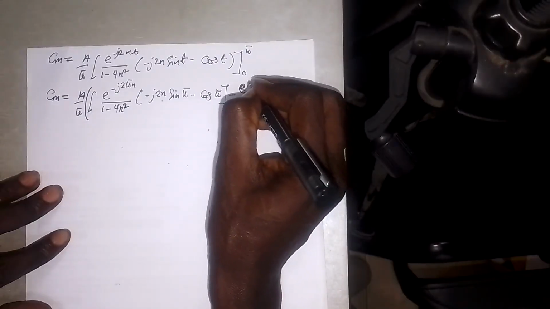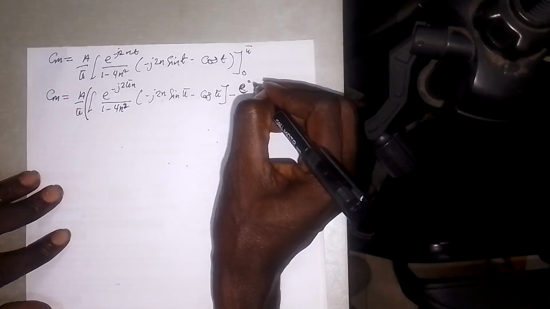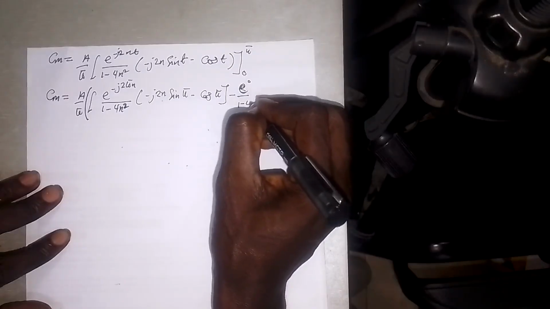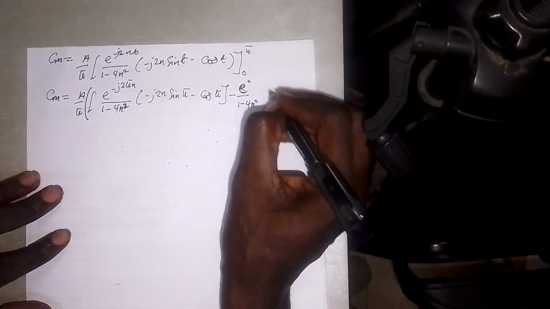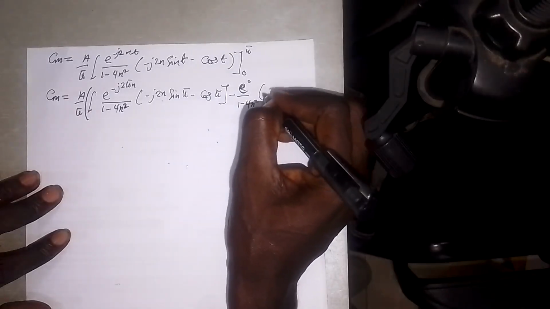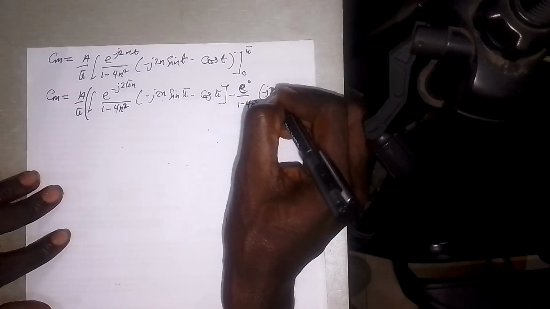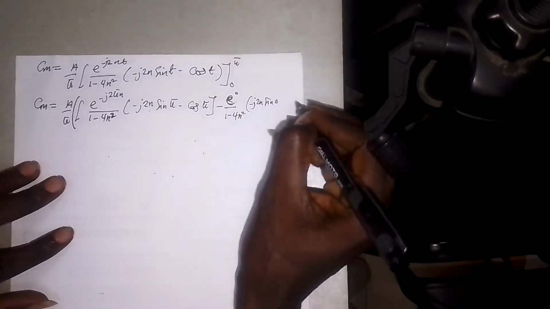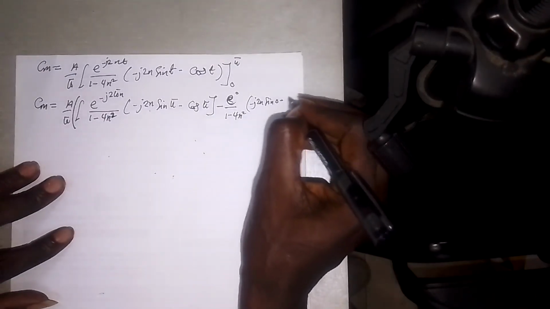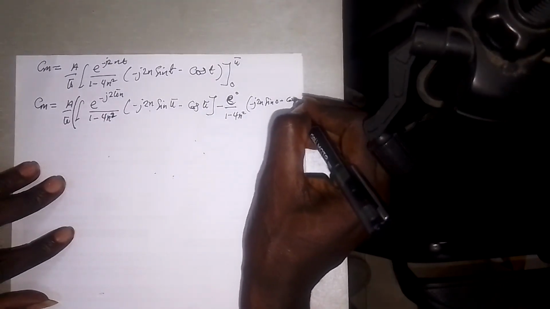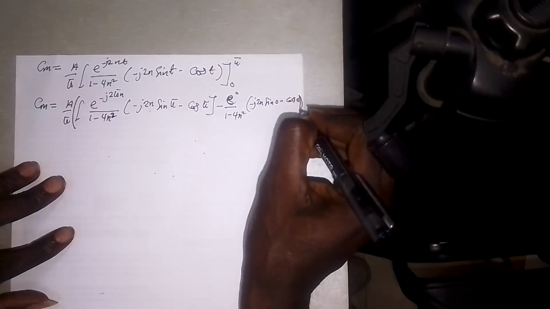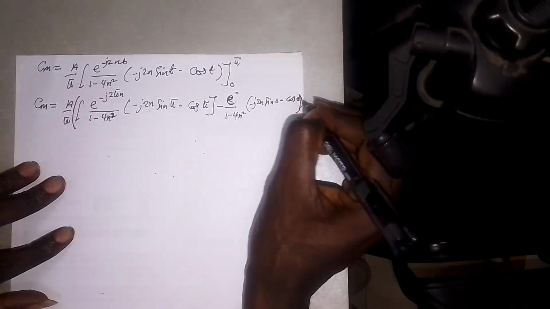Okay, we're going to have e exponent 0 over 1 minus 4n squared, into minus j 2n sine 0 minus cos 0. Alright, all this.